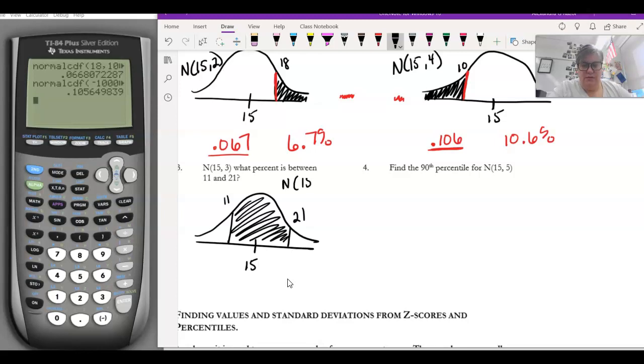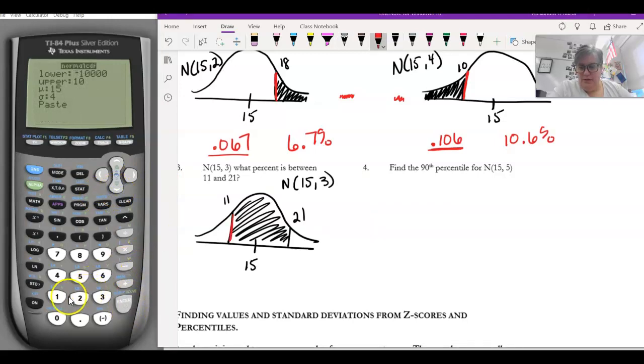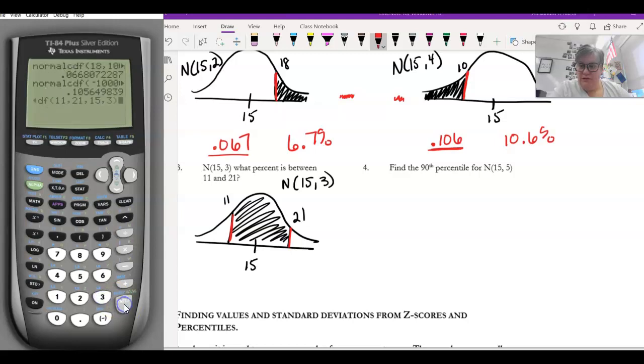Still going to write my normal model information, and now I'm going to go to my second distribution. Go down to number 2. My lower again is the left, and my lower this time is 11. My upper is the right, and my upper this time is 21. My mean is still 15, but this time my standard deviation is 3. And so I get 0.886.